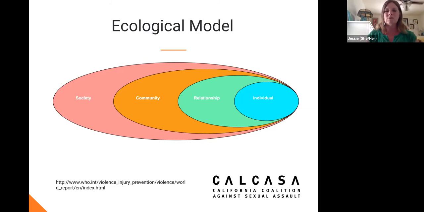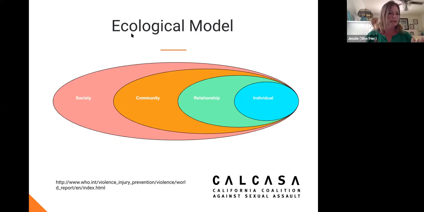And so while changing the individual and the relationships are important, if we don't make any changes in that community, some of the ecological models also have an institutional layer, which I really like. But if we don't change the policies, the institutions, social norms that promote violence, then it makes it really hard for individuals to change their behaviors and their relationships because they're not operating in an environment that supports that.